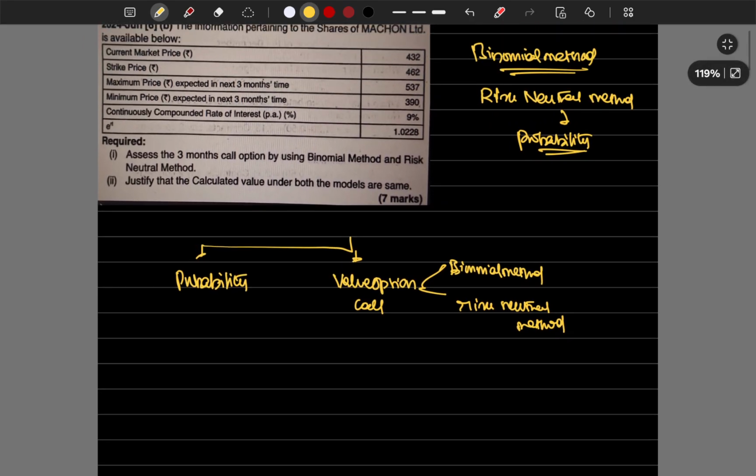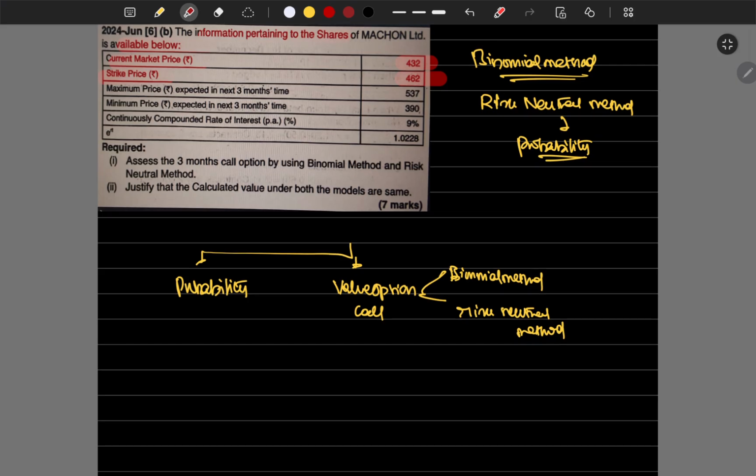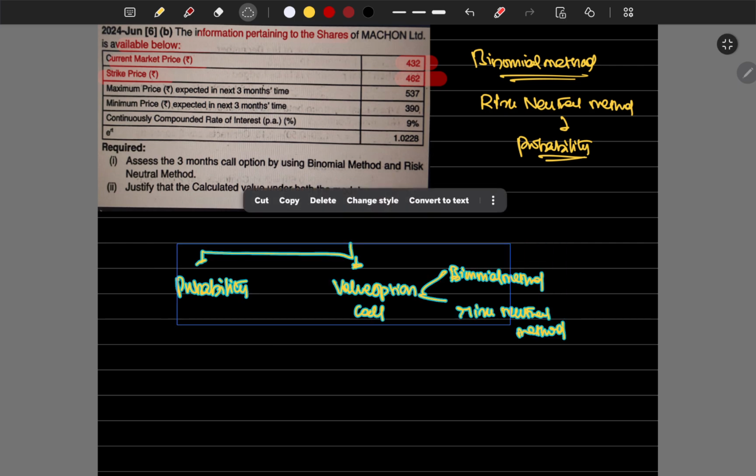Now we have to find the probability. The information pertaining to shares of Match On Limited is available below. Current market price 432, strike price 462. Okay, let's slowly build the picture for our reference.